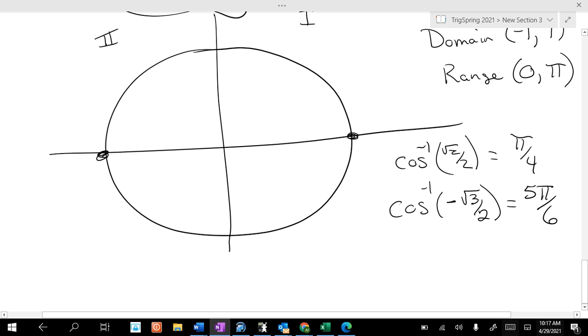Okay, Trey. It is because we're on cosine, not sine. So Trey, it goes from.